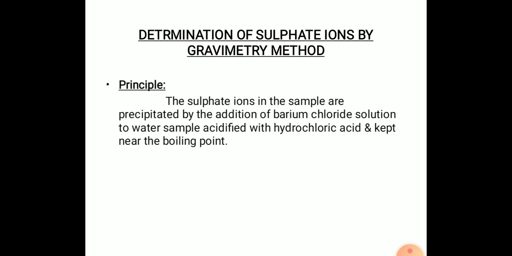The principle goes as follows. The sulfate ions in the sample are precipitated by the addition of barium chloride solution to a water sample, which is acidified with hydrochloric acid, that is HCl, and kept near the boiling point. The reaction is like this: whatever calcium or magnesium sulfates are present in the water sample will react with the barium ions of barium chloride, and it gives barium sulfate in the form of precipitate. So this is the reaction taking place in this method.